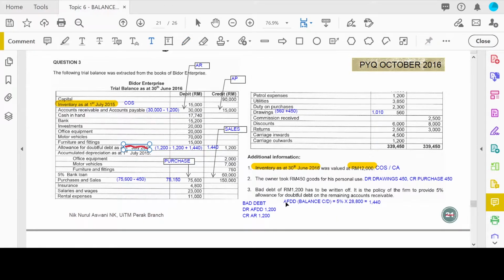Another way to calculate is, number one, you are going to replace allowance for doubtful debt here with 1,440. And allowance for doubtful debt is to reduce account receivable. So you take this amount and you replace it here. So there will be no 1,200. But you cannot simply replace that amount. You have to do some adjustment.